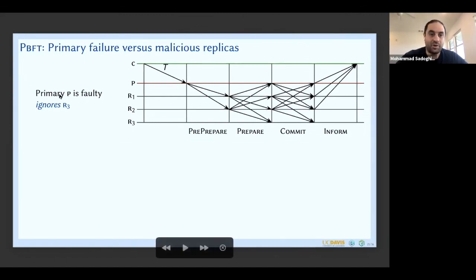So again, the primary is faulty. It's another attack model. The primary is faulty and basically doesn't send any message to R3. And so the protocol can still continue, but now we have one node in the dark. But as long as they still get a sufficient number of supporters for prepare and a sufficient number of messages for commit, the protocol can continue.